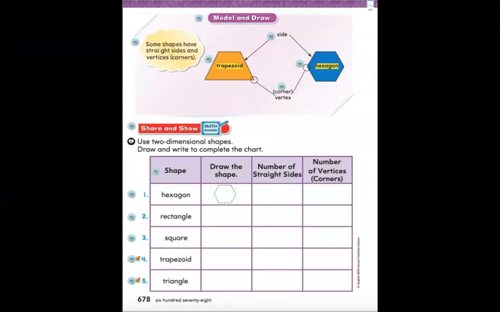For the workbook pages in math today for lesson 12.2, it's 678, 679. We just have 2 workbook pages today. All right, so some shapes have straight sides and corners or vertices, like the trapezoid and the hexagon. Okay, the sides are straight and then it has corners. So we're going to use 2-dimensional shapes. We're going to draw and we're going to write to complete the chart.